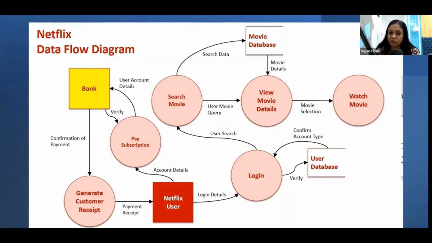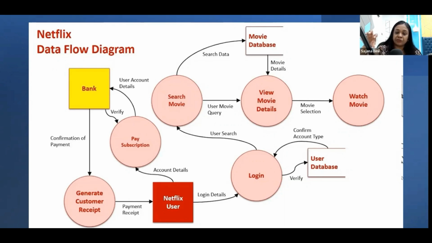So let's say the Netflix user wants to update his subscription, pay for a subscription. He has to renew it. So he enters his account details. That is the data that's going to the process called pay subscription fee. Okay. The Netflix user enters his account details, the data is shown over there, and the pay subscription module is invoked.